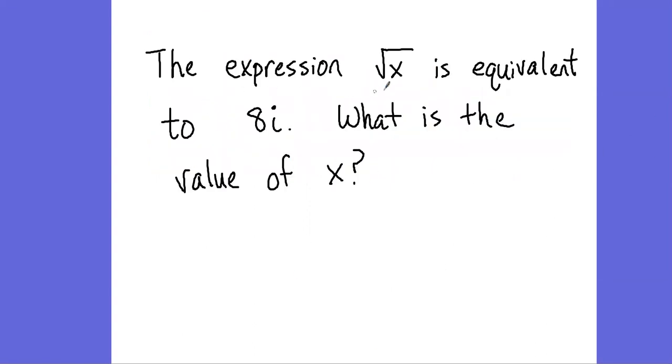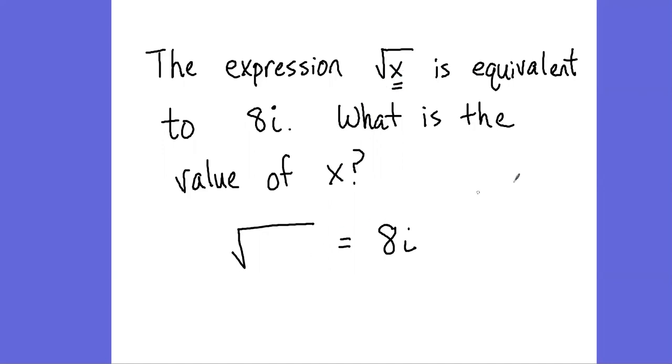The expression the square root of x is equivalent to 8i. What is the value of x? All right, so let's see if we can think this through. So we know that we are taking the square root of something, and we want our answer to be 8i when we take the square root of that something. So I'm looking for this guy underneath this radical here.